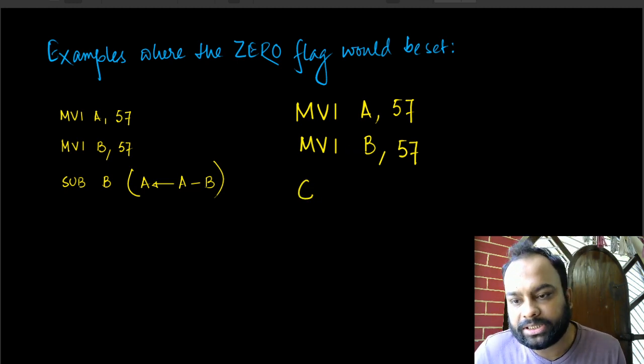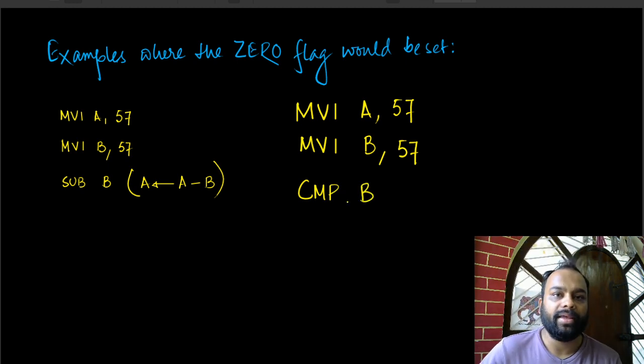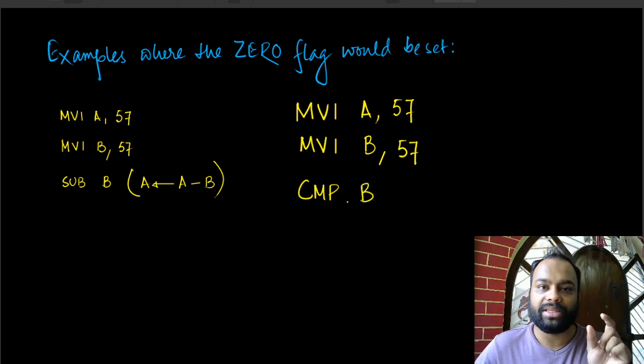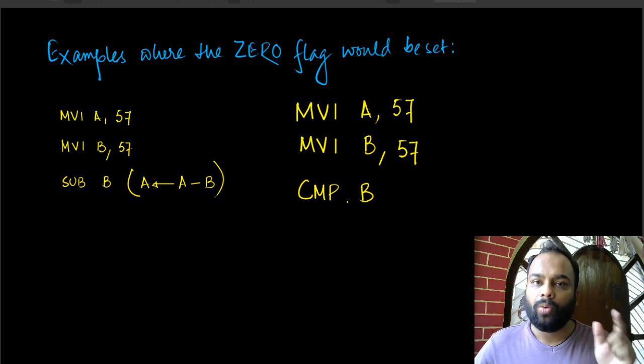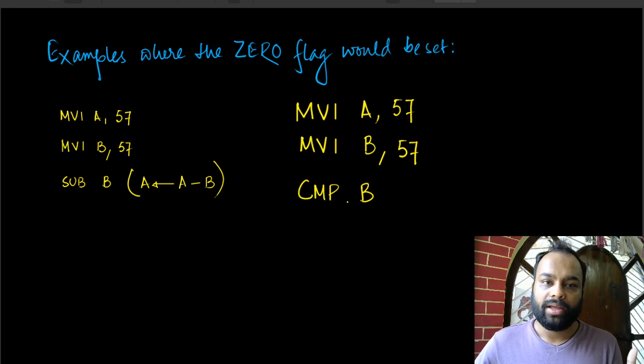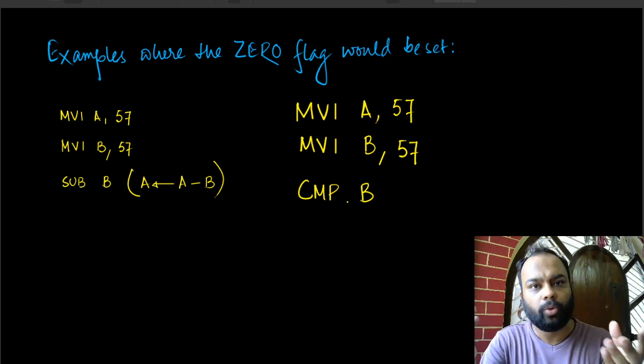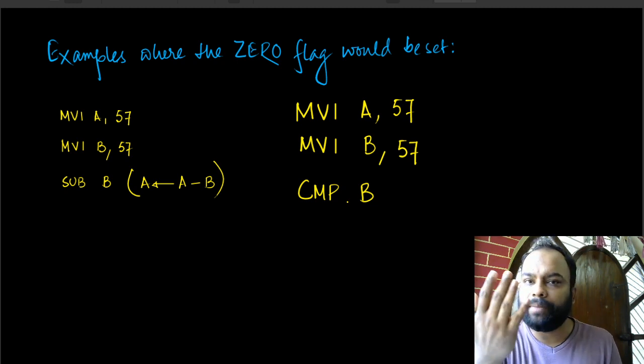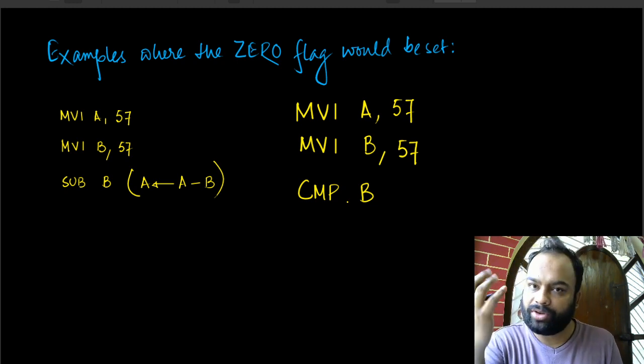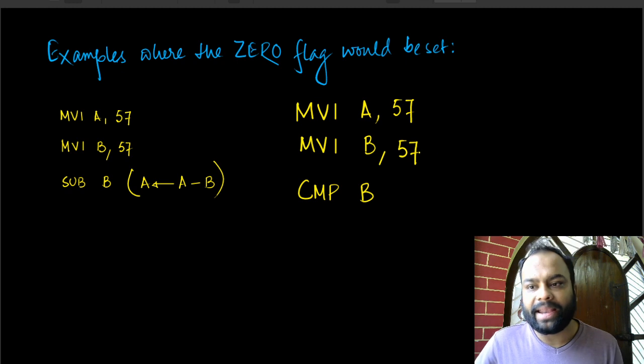So the instruction is CMP. We are saying CMP B. This instruction compares the content of register A with that of register B. And of course, whenever we are comparing two real numbers, there can be three possible results. Either A can be greater than B, or B can be greater than A, or they can be equal, right?